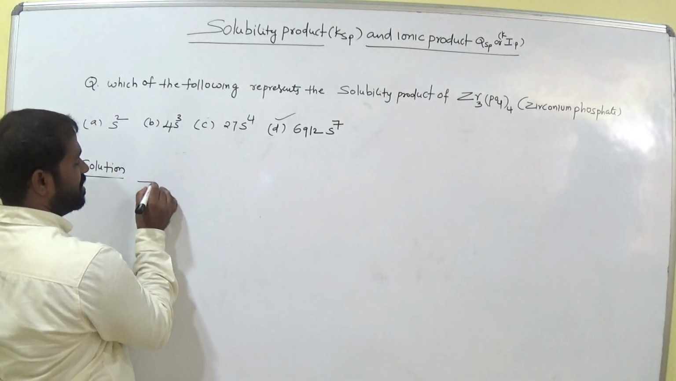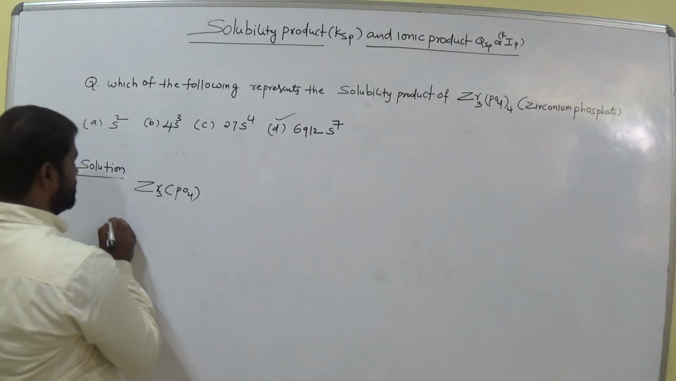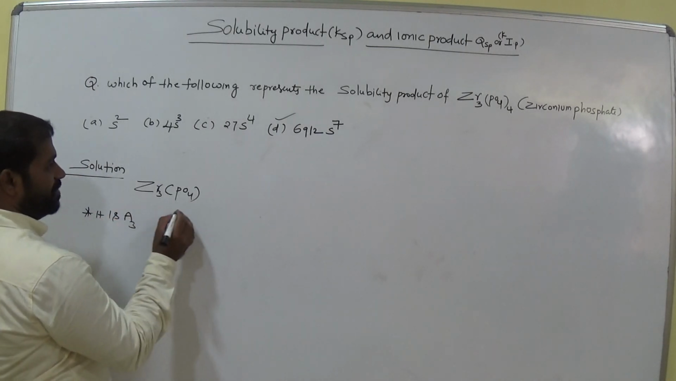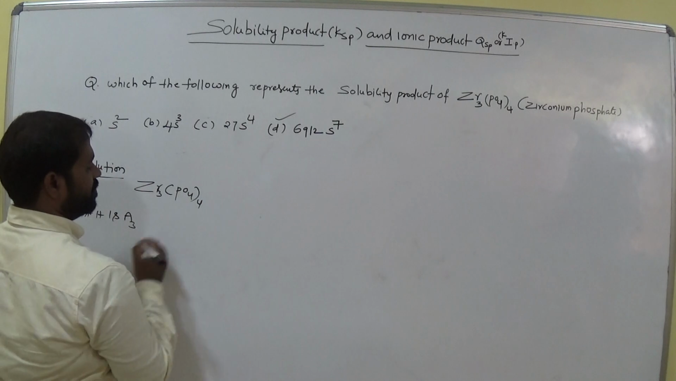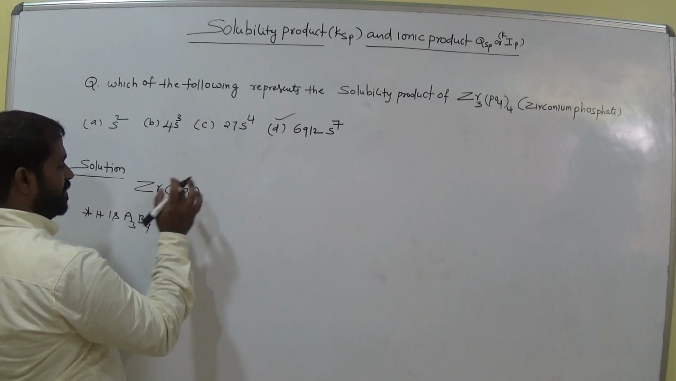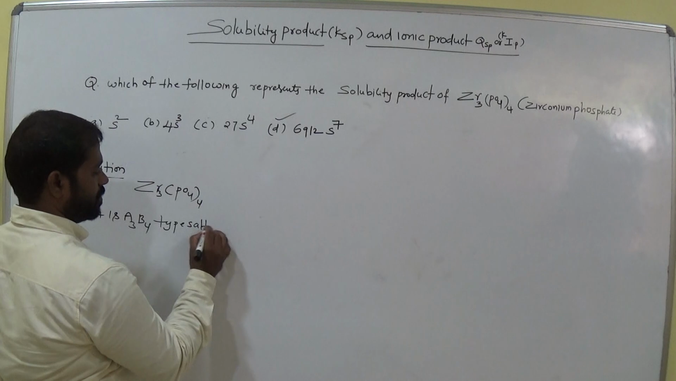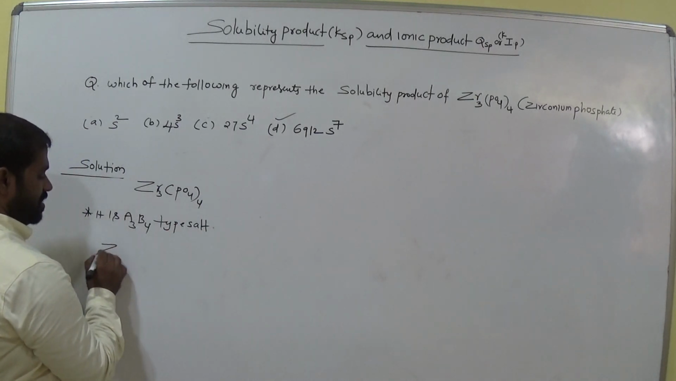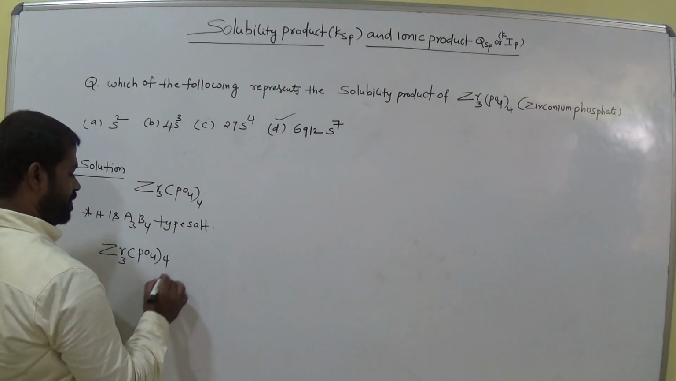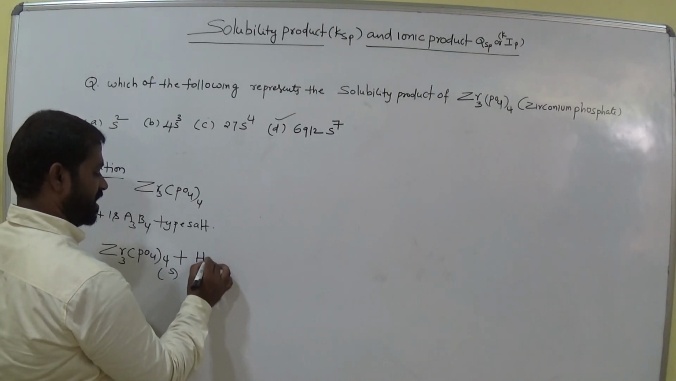Given molecule is Zr3(PO4)4, am I right? So clearly it is A3 B4, this is A, this is B. A3B4 type salt. Clear? Now Zr3(PO4)4, which is called solid, when dissolved in water.